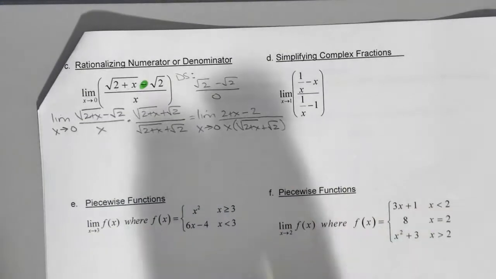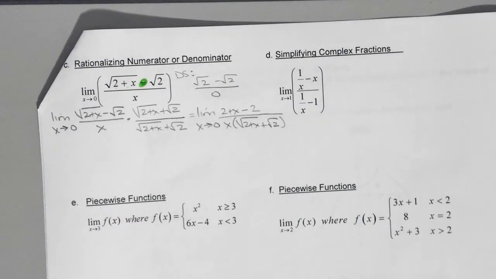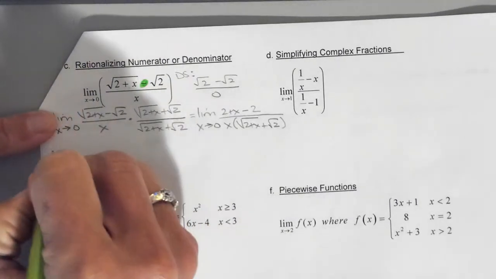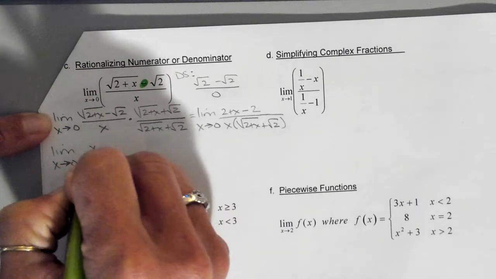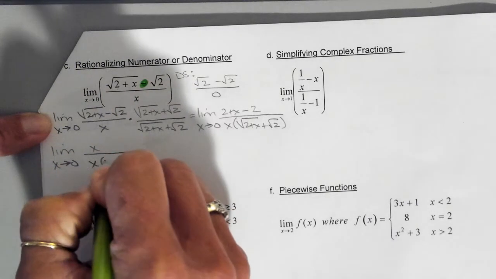Okay? So what happens in the numerator? You've got 2 plus x minus 2. What happens? The 2's are gone, right? So I've got the limit as x approaches 0 of x over x times my conjugate.